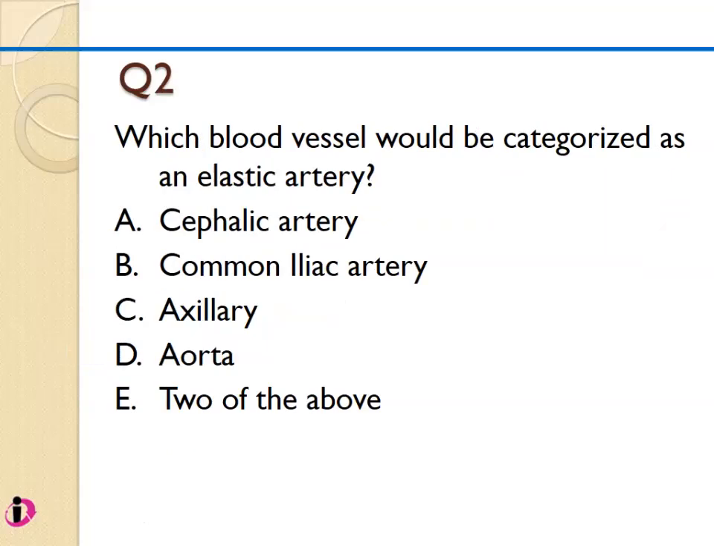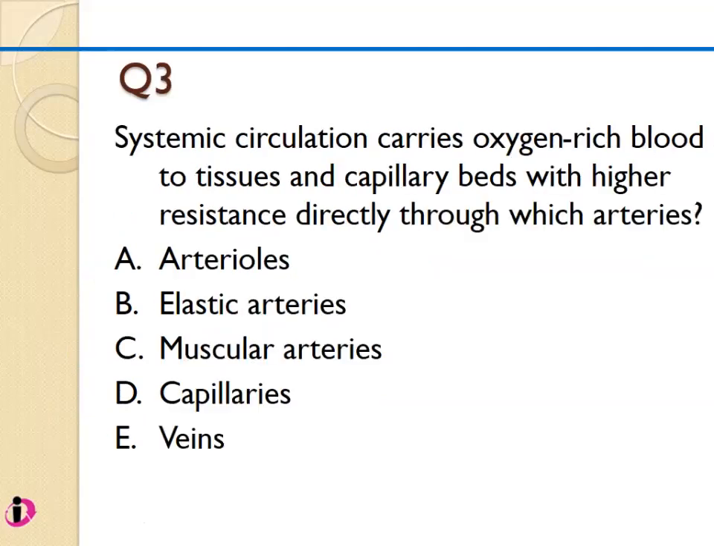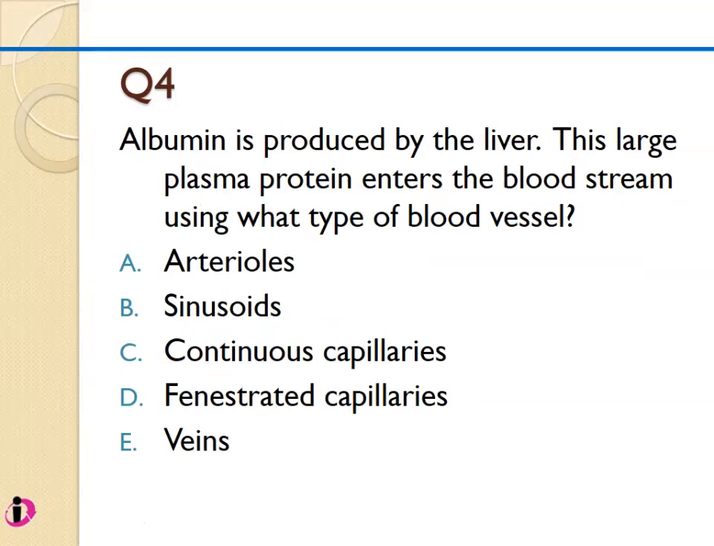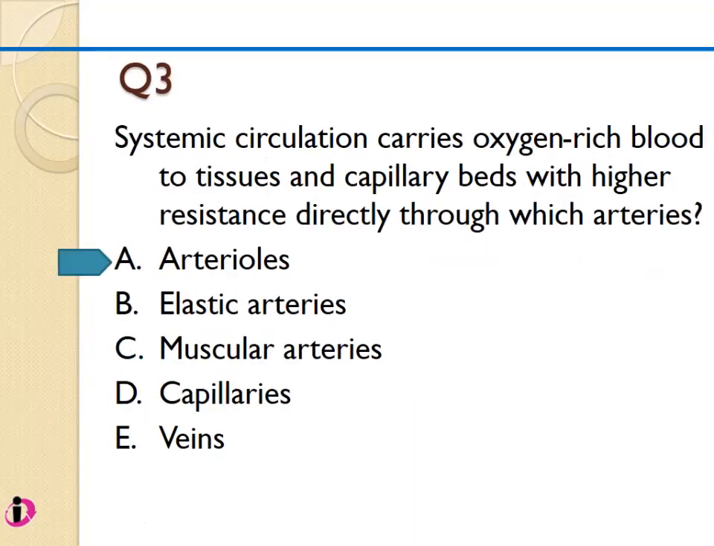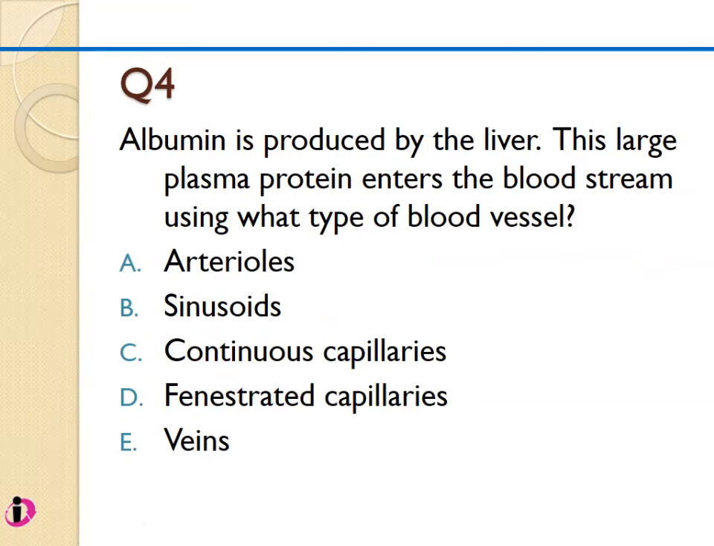An elastic artery, so we're looking for a big artery. The common iliac and the aorta, yep. Systemic circulation with high resistance. The arterioles right there, because these arterioles were known as the resistance vessels. That's where that comes from. Albumin, since it's a big old protein, we need some big spaces to get this through. That would be the sinusoids of those three types, yeah.